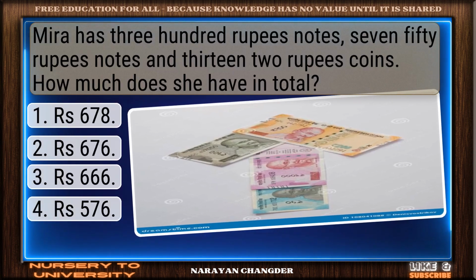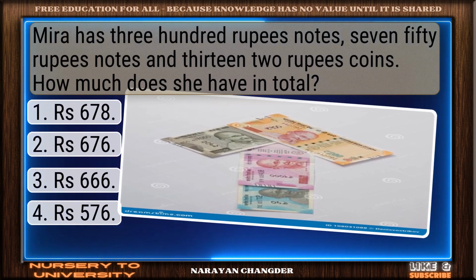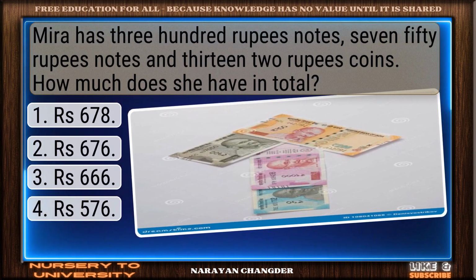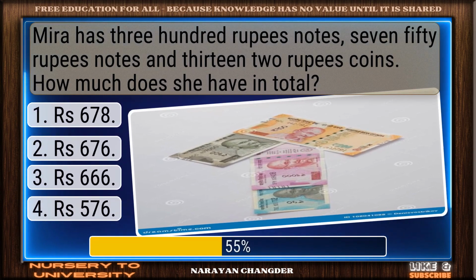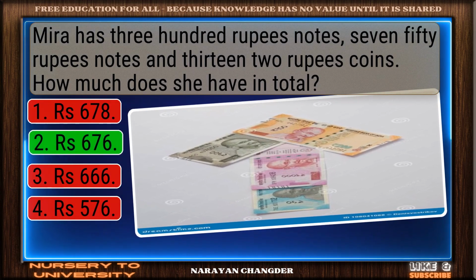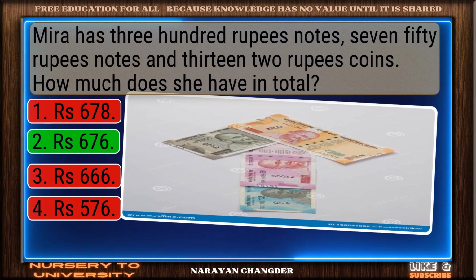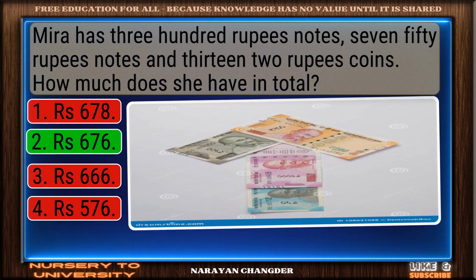Meera has 300 rupees notes, 750 rupees notes, and 13 2 rupees coins. How much does she have in total? Nice work. You chose Rs 676, and it is correct.